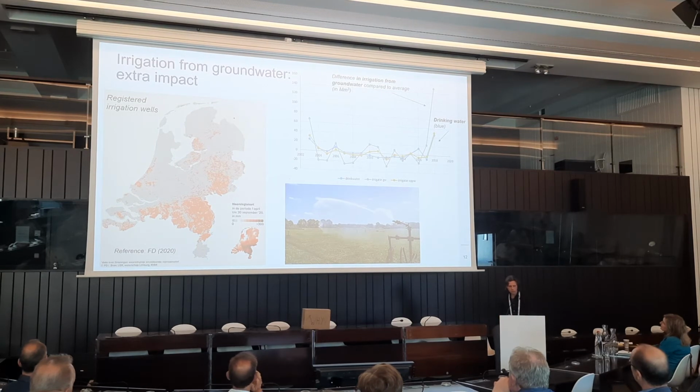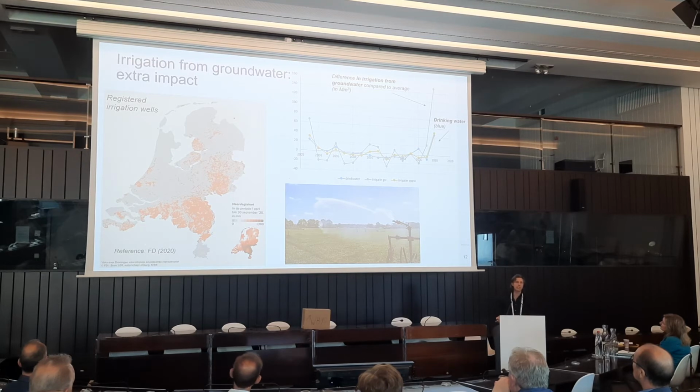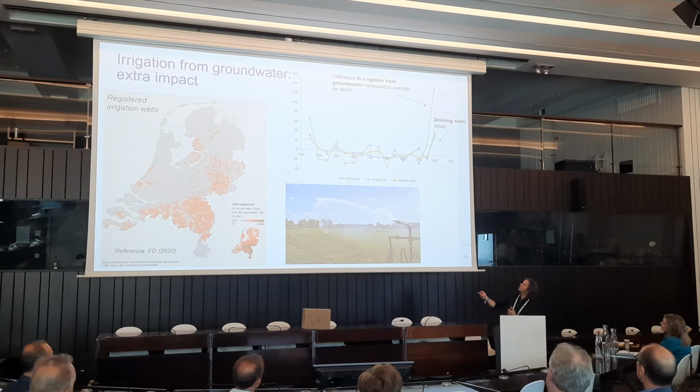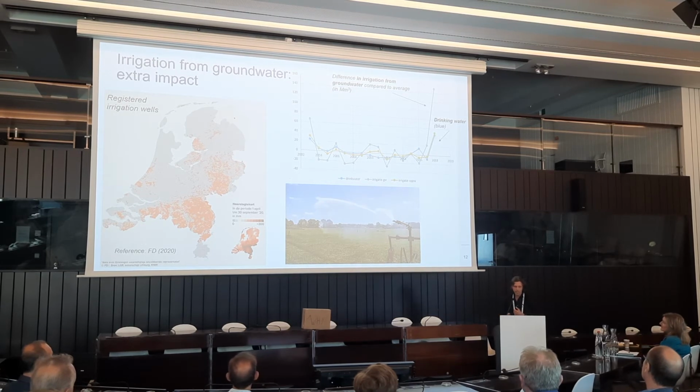A very important issue is the extraction from groundwater for irrigation. Farmers extract water for irrigation of crops, which is really good for the crops, but it has had negative effects for the water system. They extracted about 2.5 times more than average. You can see here, I think it's about 150 million cubic meters they extracted in 2018. Here you see the registered one. And it has a really strong impact because they do it in the driest period of the year.